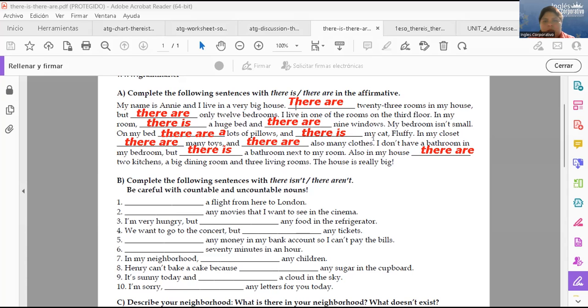I don't have a bathroom in my bedroom. But there is a bathroom next to my room. Also, in my house, there are 2 kitchens, a big dining room, and 3 living rooms. The house is really big. Okay, so now let's see. I want to listen to some of you. Edgar, please read the paragraph.